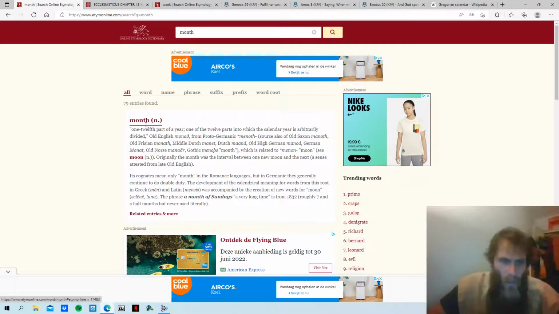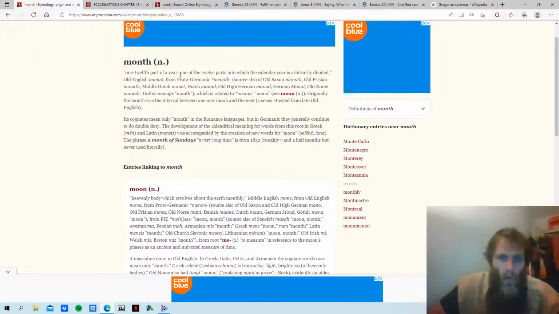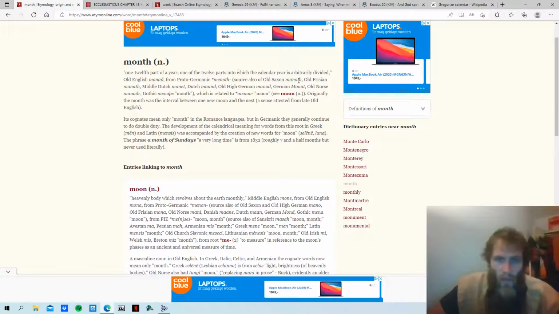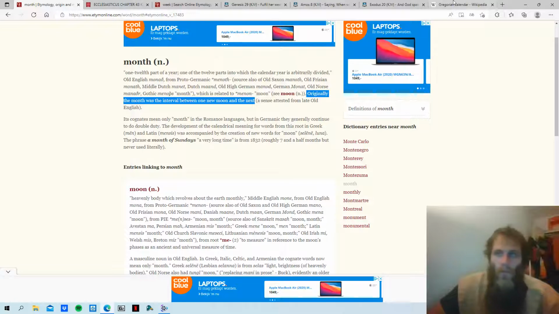So if you read on, it says month: one-twelfth part of a year, one of the 12 parts into which the calendar year is arbitrarily divided, which is related to man and moon. Originally, the month was the interval between one new moon and the next. So this is what it originally was, and we understand through the scriptures that this is how it's supposed to be kept and understood.